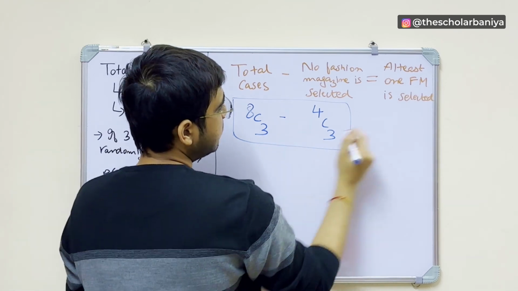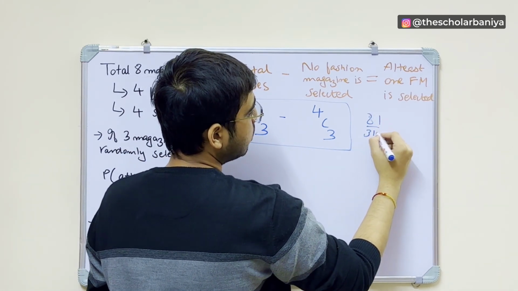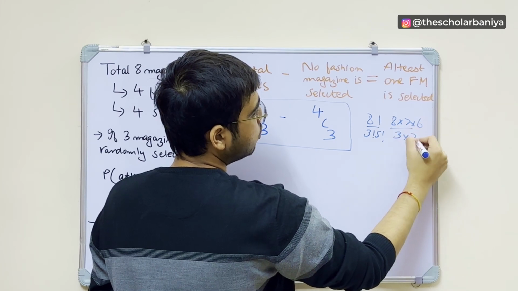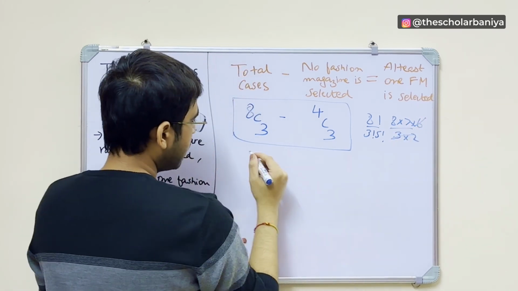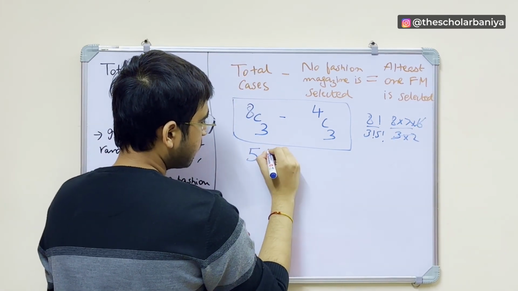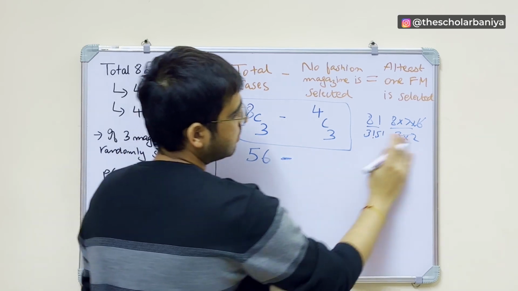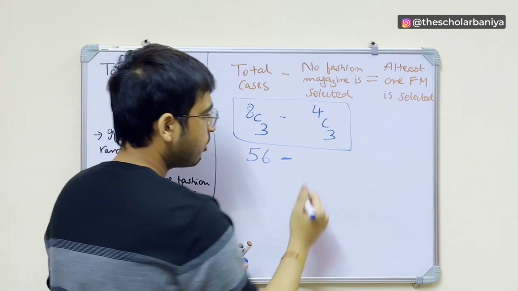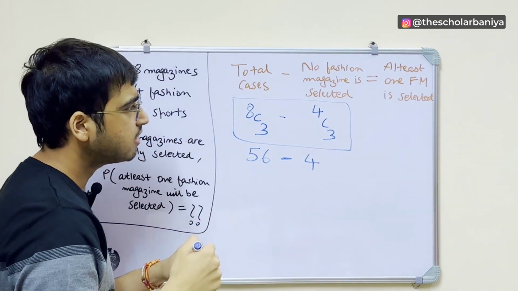So what will be this? For example, 8C3 is 8 factorial upon 3 factorial 5 factorial, which is 8 into 7 into 6 upon 3 into 2. 3 into 2 is 6, which cancels, giving 56. So this is 56 minus, right? What is 4C3? 4C3 is nothing but 4. I hope this is clear.